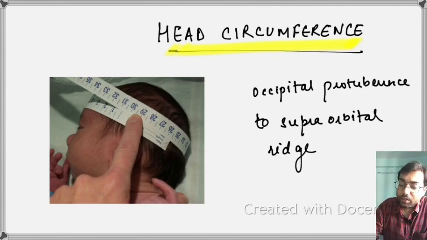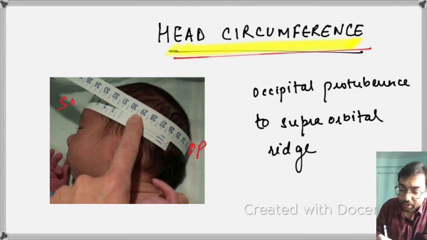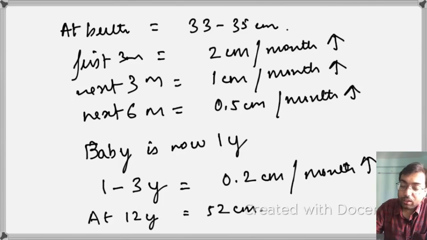So the first point is how to measure the head circumference. In this photo you can see the occipital protuberance and the supraorbital ridge. From the occipital protuberance to the supraorbital ridge, the doctor is measuring the head circumference, and in this you can see the child's head circumference is 29 centimeters. So you must know what a normal head circumference is. At birth it is 33 to 35 centimeters.